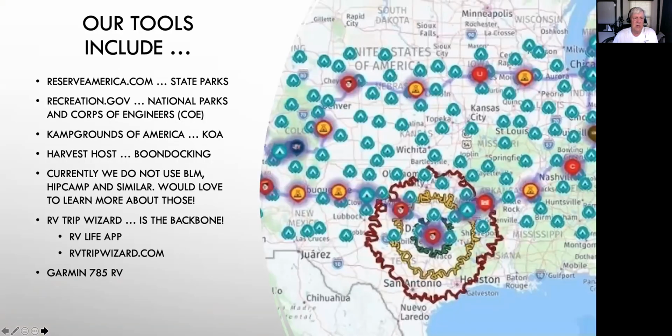So the tools that we use, these are just some of them. This is the bulk of them. ReserveAmerica.com is where all the state park reservations are done, or say most of them are done. Each of the states tend to have their version of ReserveAmerica.com. A couple of them have had their own software, but a lot of them use the same platform. Recreation.gov is where you'll find your national parks and your Corps of Engineers parks. We use that quite a bit. Matter of fact, I would say my personal preference would be COE parks. I really like those. We go to KOAs.